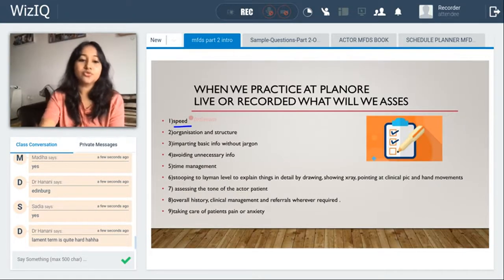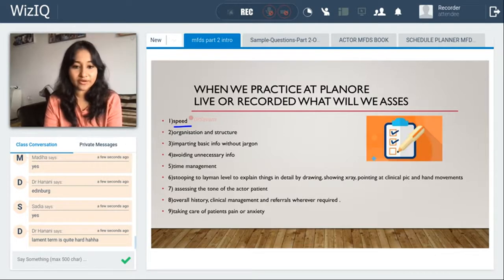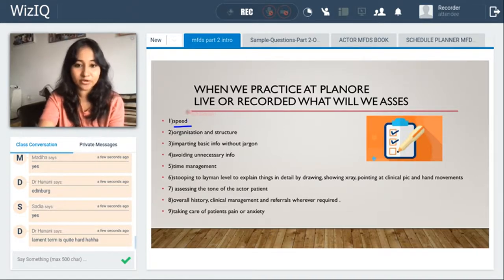Speed is important. You cannot really go very slow, because then you would not be able to finish all the complaints. But make sure you do not go very fast either, because if you go very fast, patients may not understand. Here in the UK, people speak very slowly. You don't have to speak that slowly because then you would definitely not finish the important points. Not too slow, not too fast.